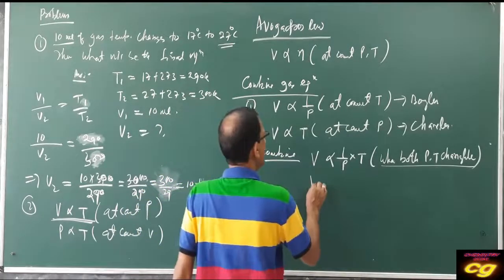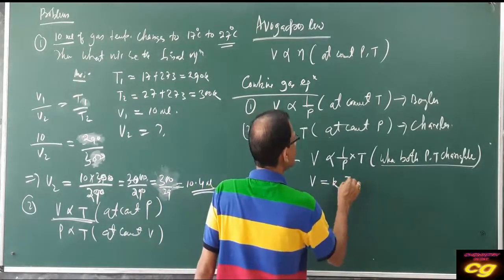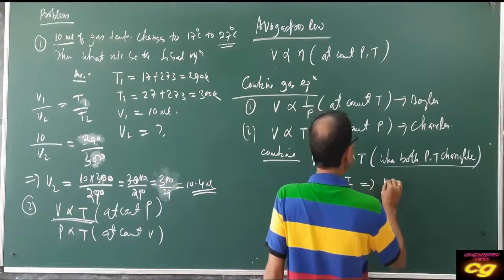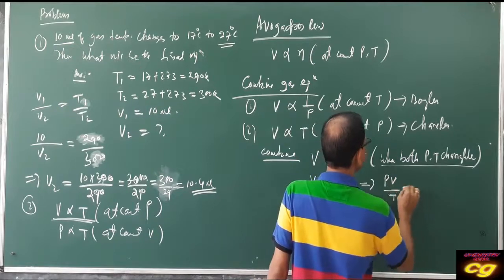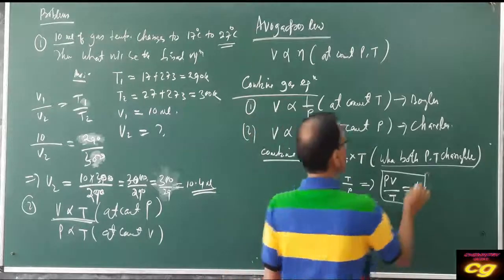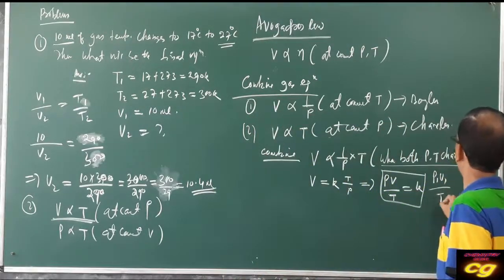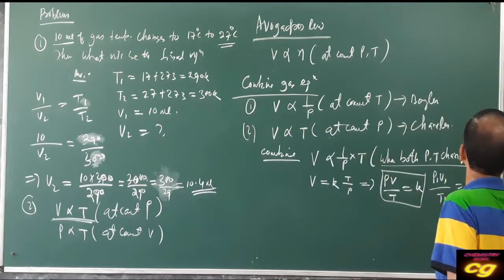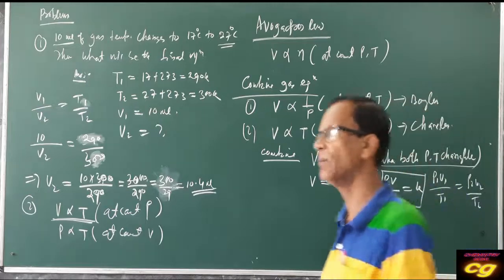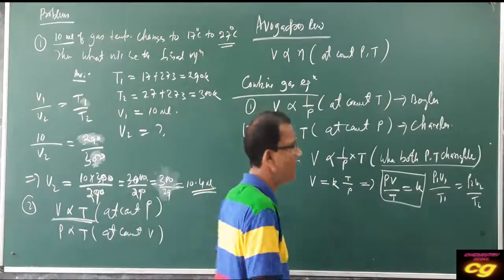If you combine it, V is equal to some constant K times T by P. Arranging it, PV by T is equal to K. This is your combined gas equation. You can write P1V1 by T1 is equal to P2V2 by T2. When the pressure is changed, the volume changes, and the temperature changes. Both are changeable.